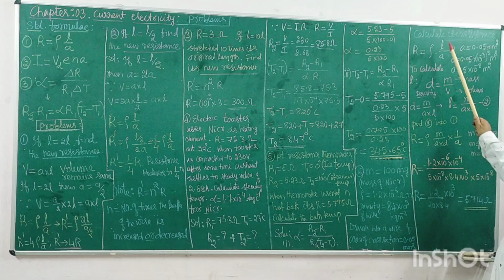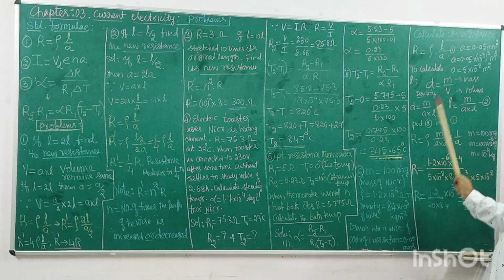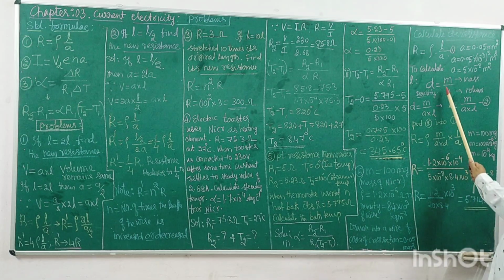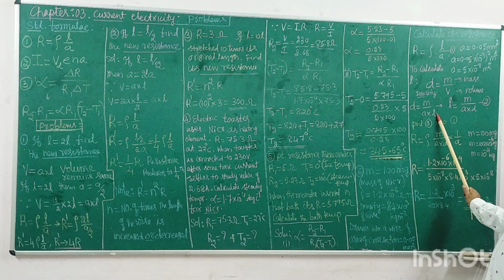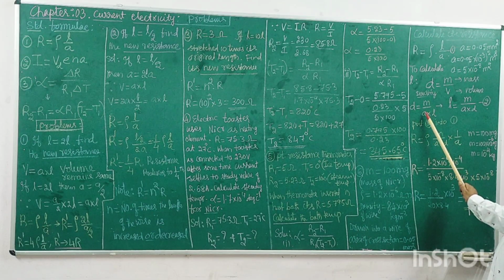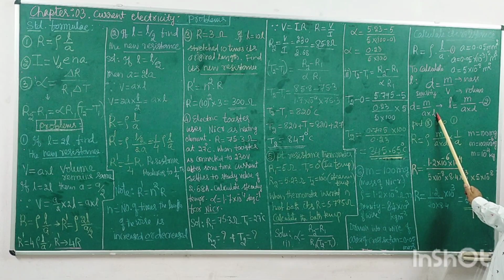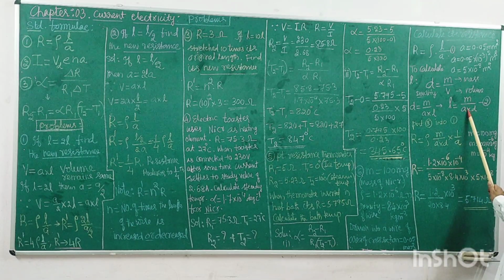Then what else can you go for? Density is given. Write the definition for density. Density is equal to mass by volume, whether solid or liquid or gas. Mass by volume. And here in the volume, you can write the volume of the material as area into L, because I want the value of L. So D is equal to mass divided by A into L. So what is L now? L is equal to M divided by A into D.